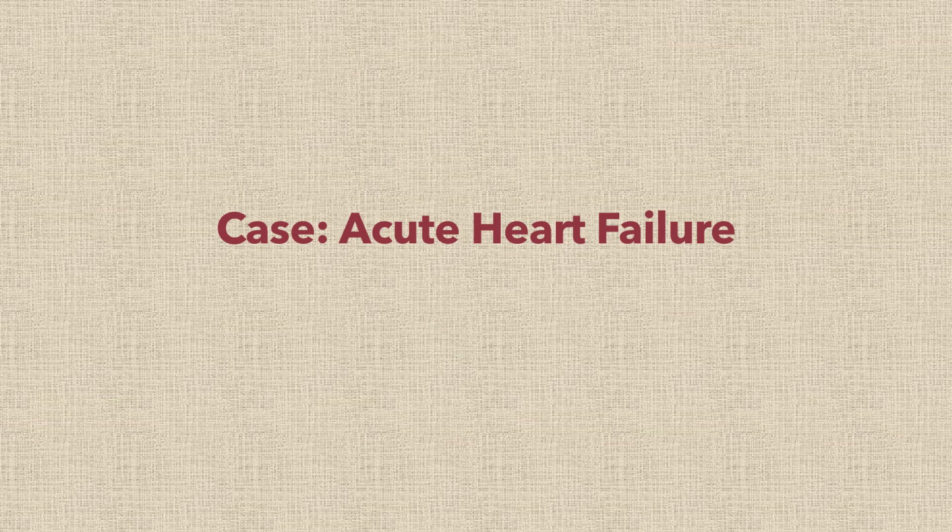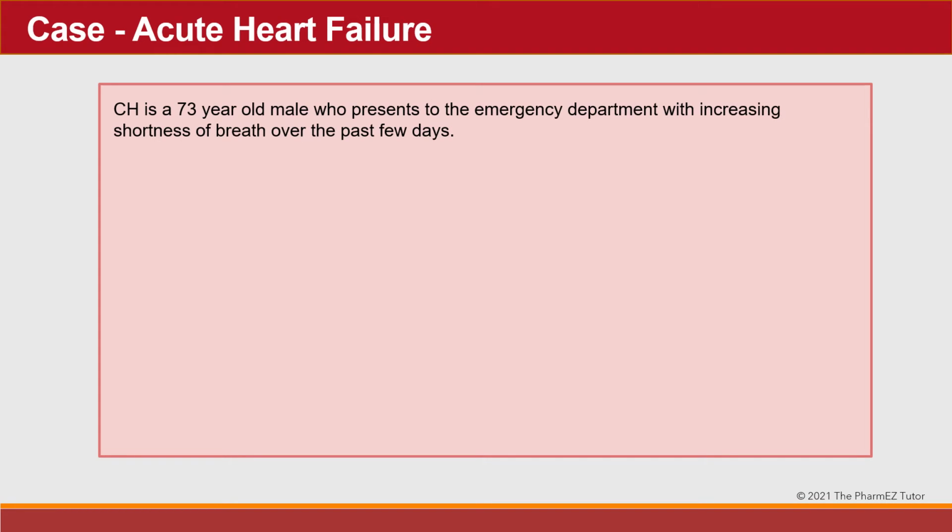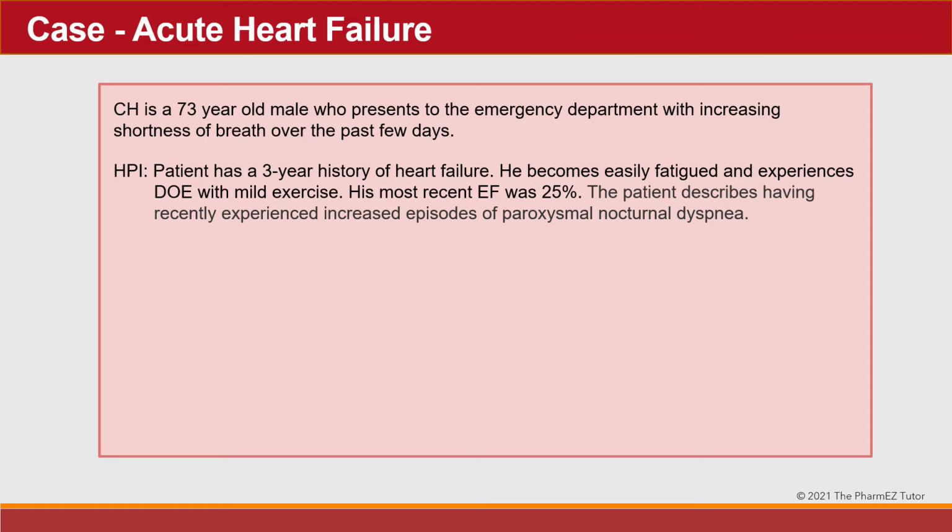Now let's switch gears and discuss a case of a patient with acute heart failure. CH is a 73-year-old male who presents to the emergency department with increasing shortness of breath over the past few days. The patient has a 3-year history of heart failure. He becomes easily fatigued and experiences dyspnea on exertion with mild exercise. His most recent ejection fraction was 25%.